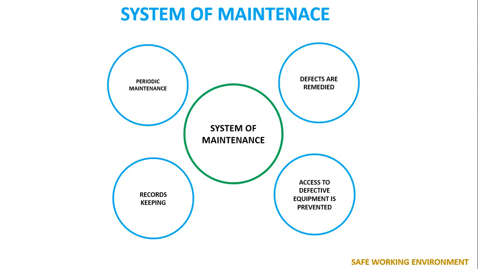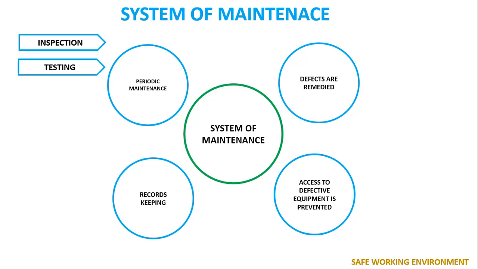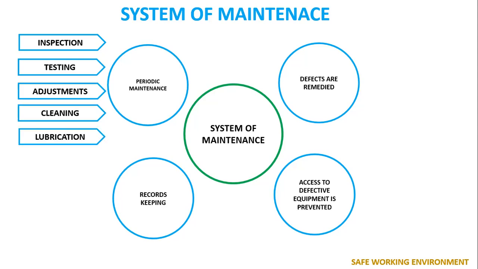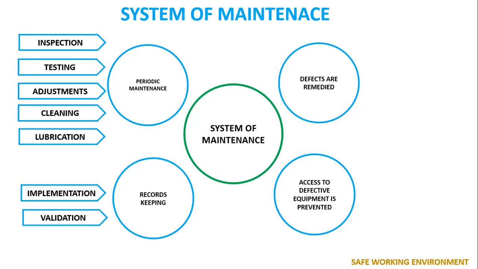So what is included in the periodic maintenance? The first is the inspection of the equipment or devices, then testing of the equipment. It may include some adjustments to be made, then cleaning, lubrication. Now what are the benefits of record keeping? First, it helps to implement the system of maintenance, and also it helps to validate the record.